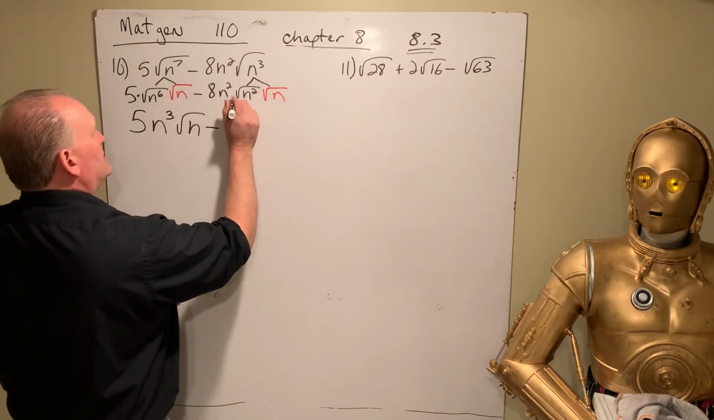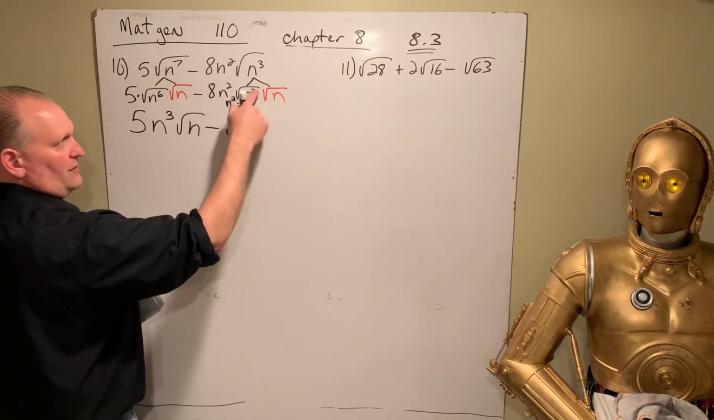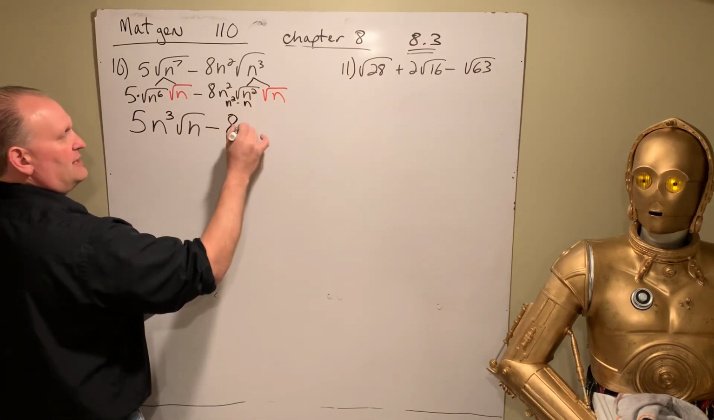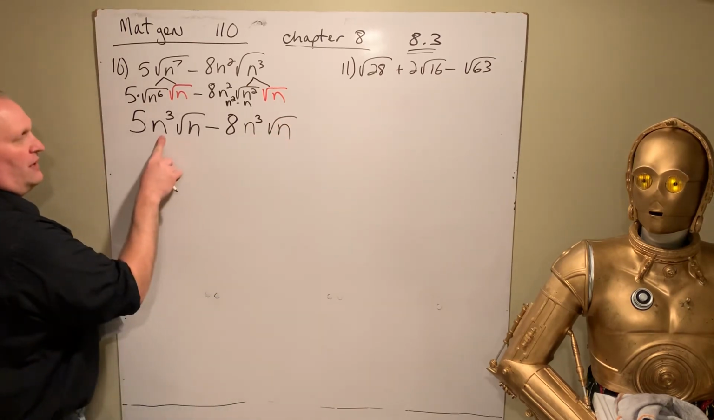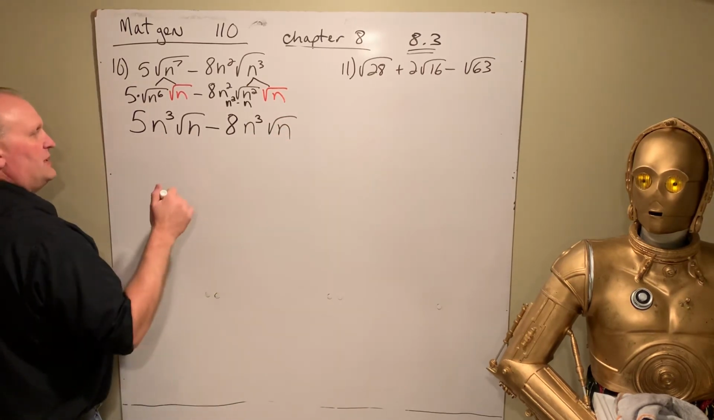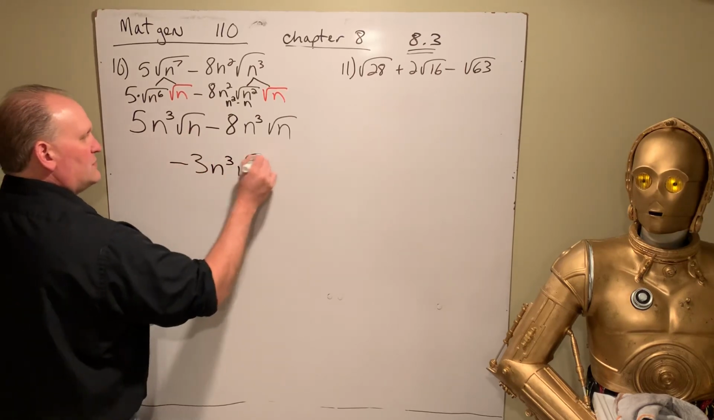Let's see, we have n squared times n, right? The square root of n squared is n, so n squared times n is n to the third square root of n. So, like terms. So 5 minus 8, negative 3n cubed square roots of n.